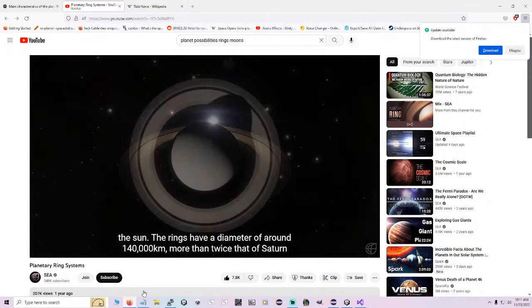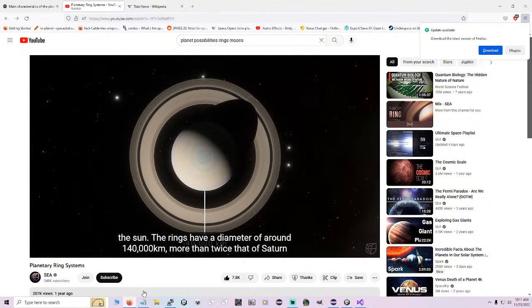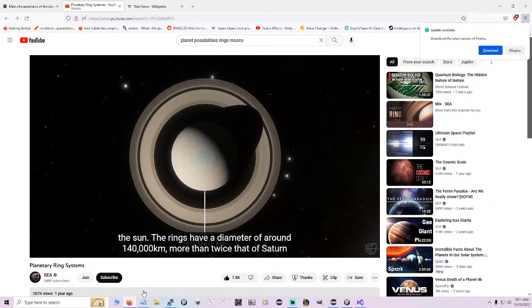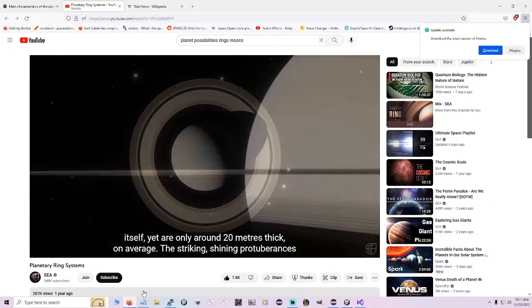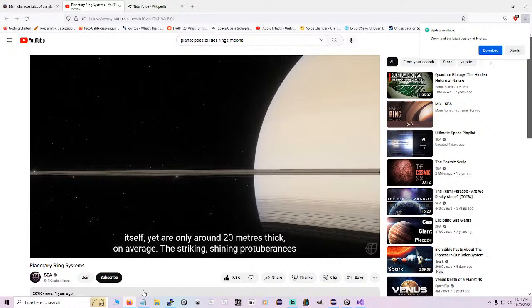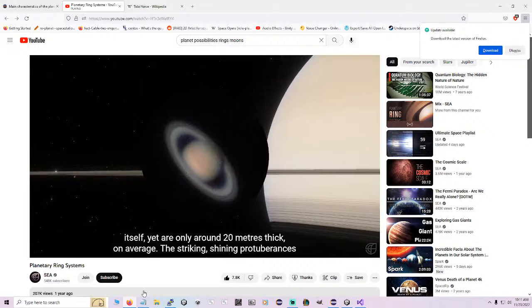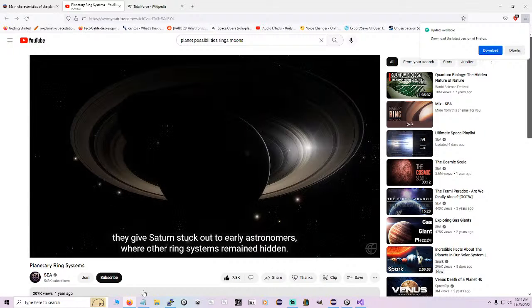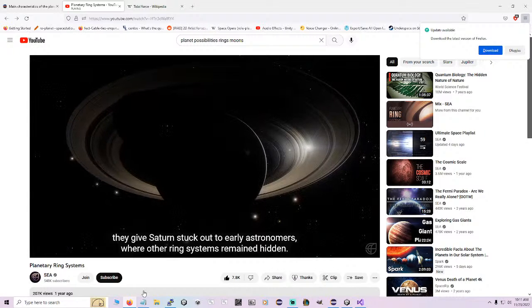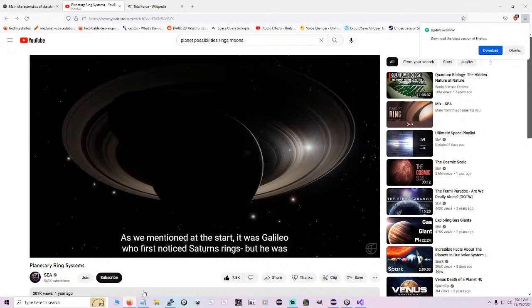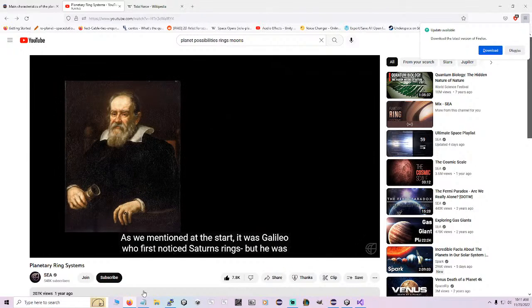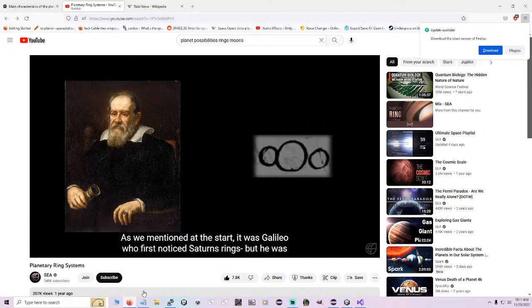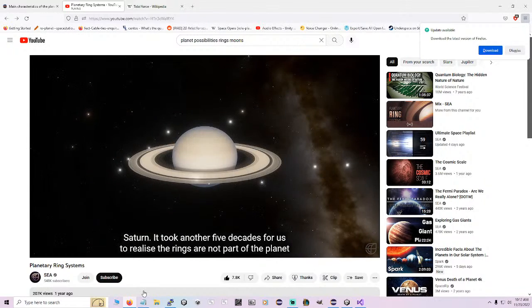The rings extend over 140,000 kilometers, more than twice that of Saturn itself, yet they are only around 20 meters thick on average. The striking, shining protuberances they give Saturn stuck out to early astronomers, where other ring systems remained hidden. As we mentioned at the start, it was Galileo who first noticed Saturn's rings, but he was unable to accurately describe them, initially mistaking them for handles or ears of the large planet.